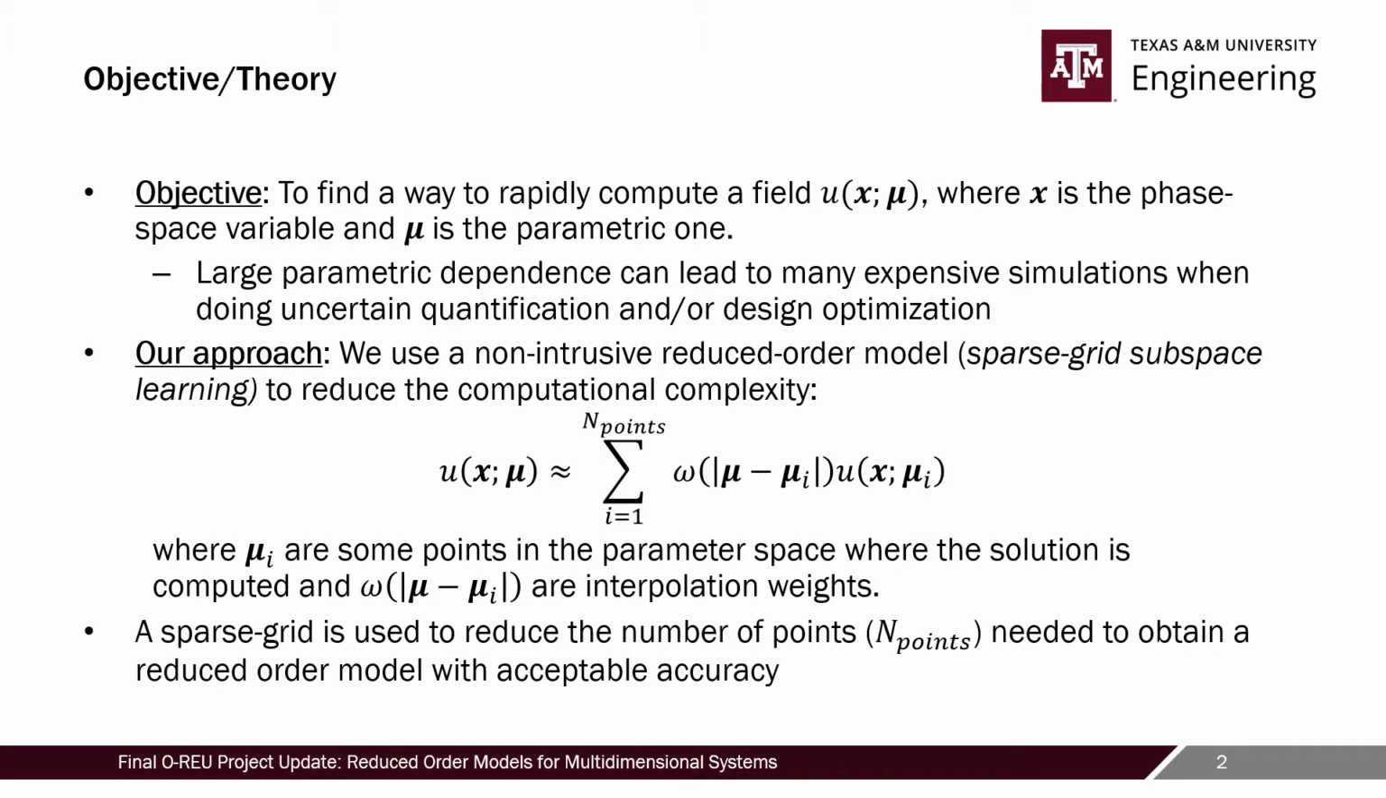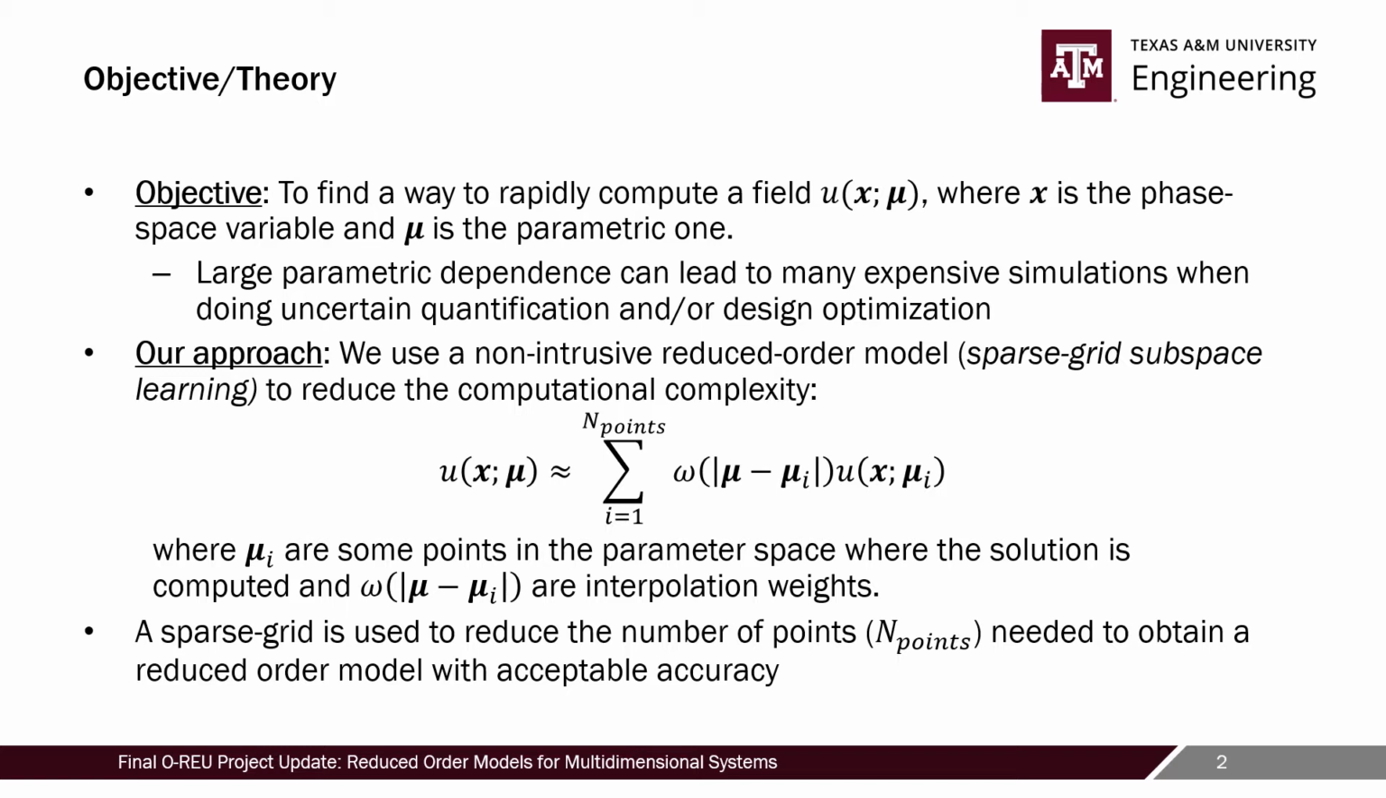So our objective in this project is to be able to compute a solution to a field given a quantifiable phase space variable and parametric values. In this slide, this is denoted by u, x, and mu respectively. Because parametric dependence is tricky to fully characterize, many simulations, expensive in both money and time, are needed to quantify uncertainty or optimize a design.